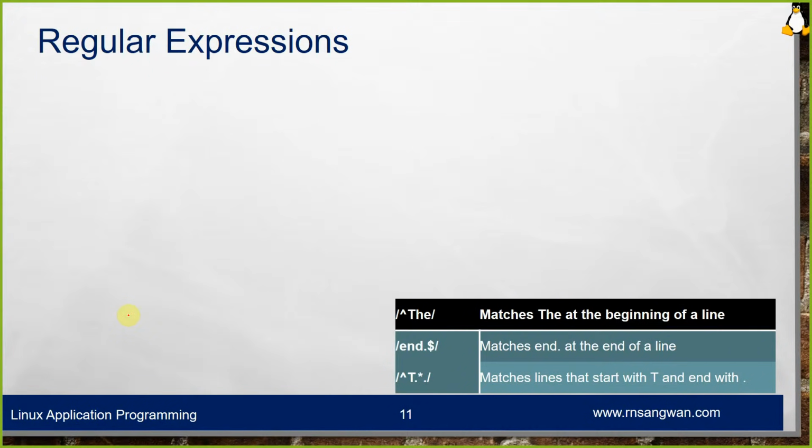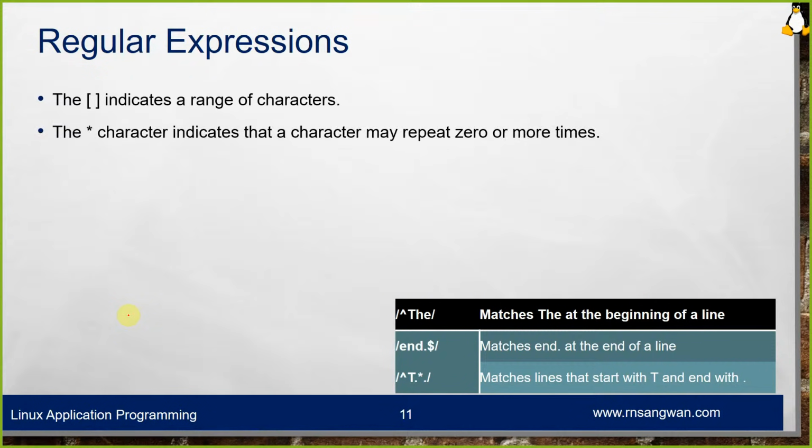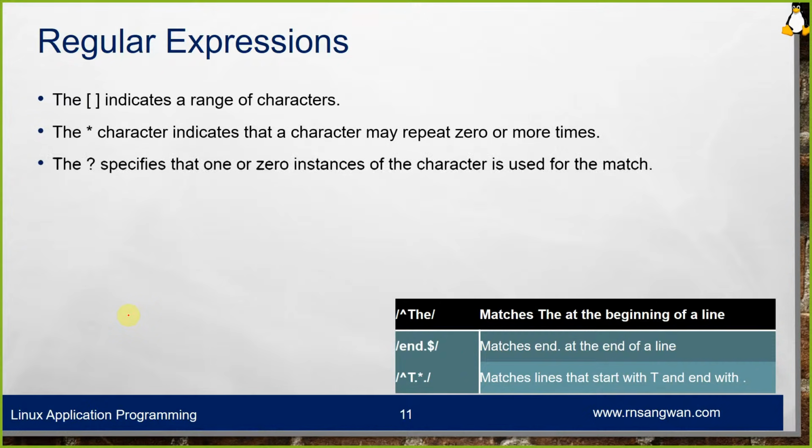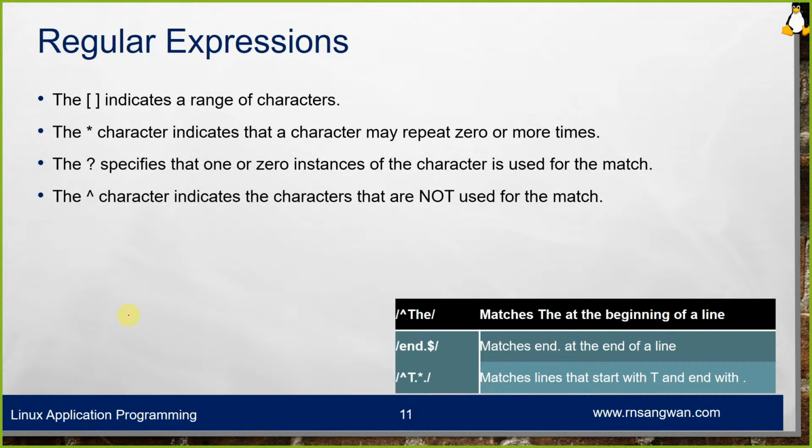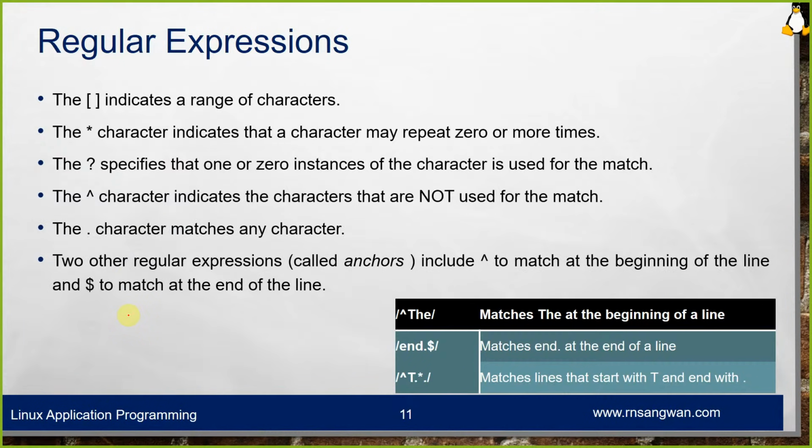Regular expressions. The square brackets indicate a range of characters. I already explained that. Star means 0 or more characters. Question mark means 1 or 0. Caret symbol matches characters that are not given in the square bracket. It is used inside square brackets, not outside. Dot means any single character.